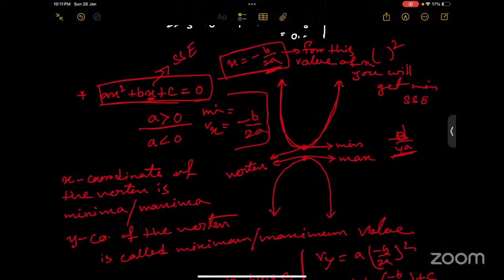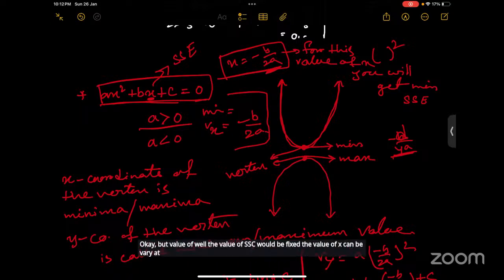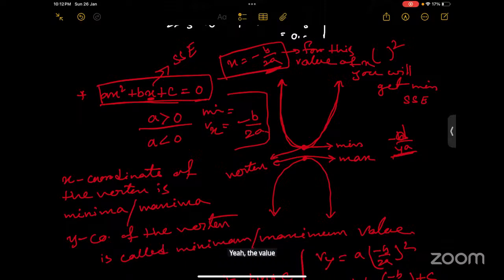Okay, but the value of SSC would be fixed, ma'am. The value of x can vary at a point, but the minimum value of SSC will be fixed. Yes, the value of SSC would be fixed, so we can directly do it by minus d by 4a.